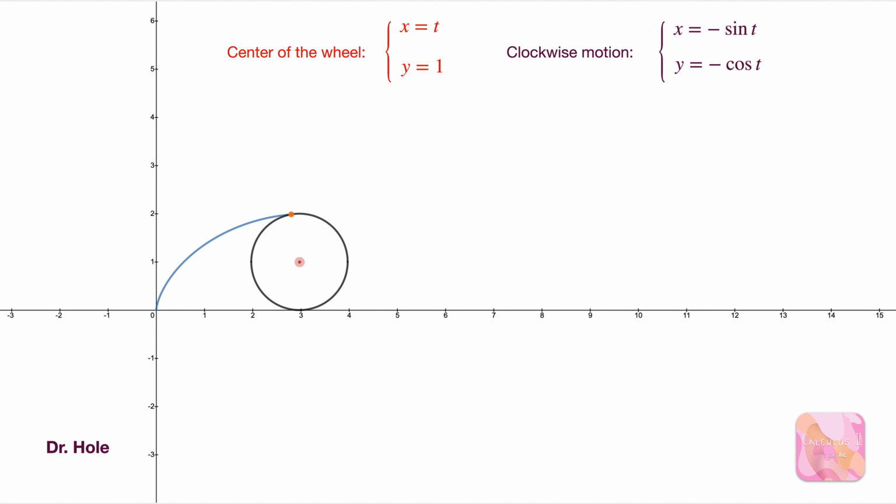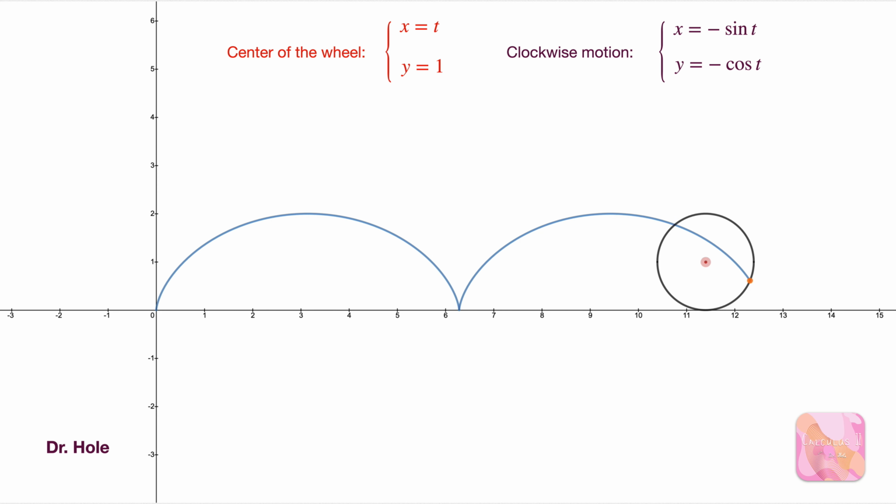Let's say that we have a wheel. The center of the wheel is given by the red dot, and then paint a point on the wheel, and then let the wheel roll. Then that point that we painted in orange would trace out this blue curve.